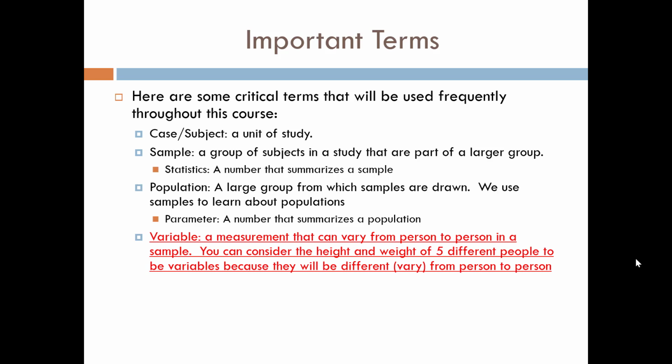Lastly, we have our variable. The variable tends to be the factors that we are measuring or investigating. The variable is a measurement that can vary from one person to another in a sample. An example would be height or weight. These variables differ from person to person.